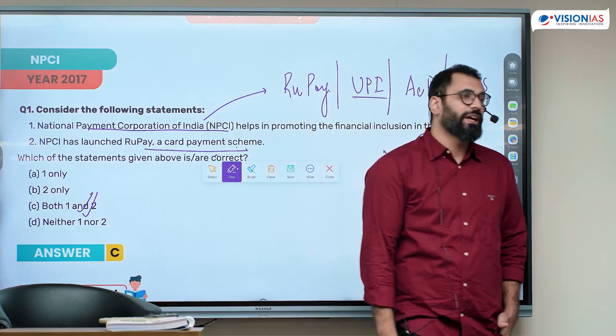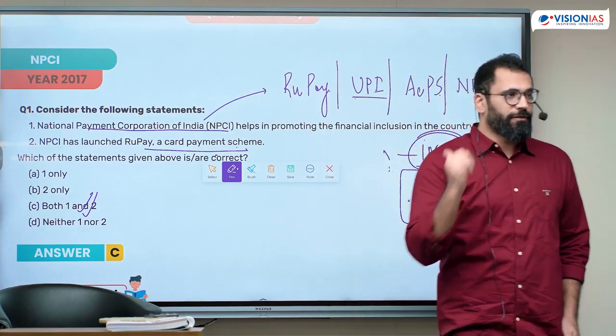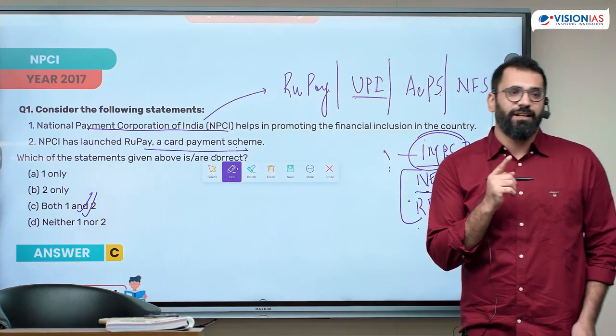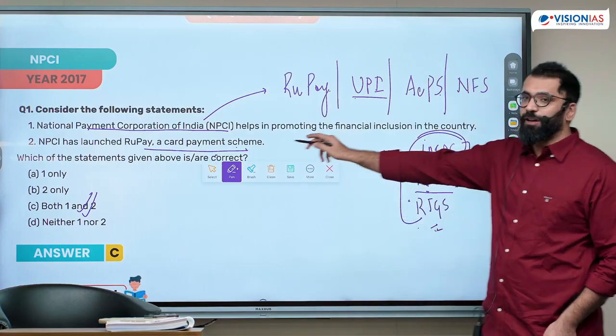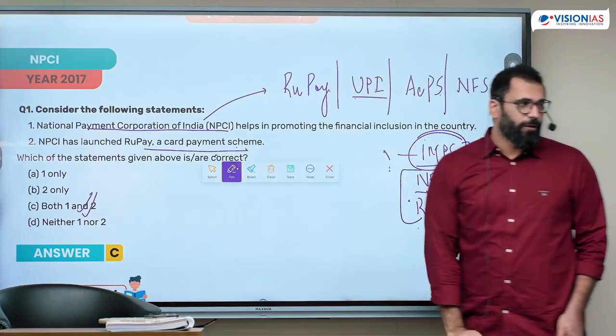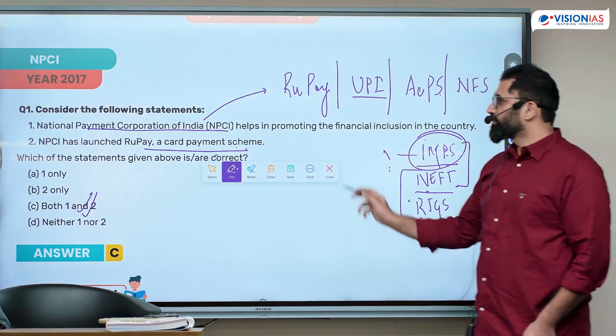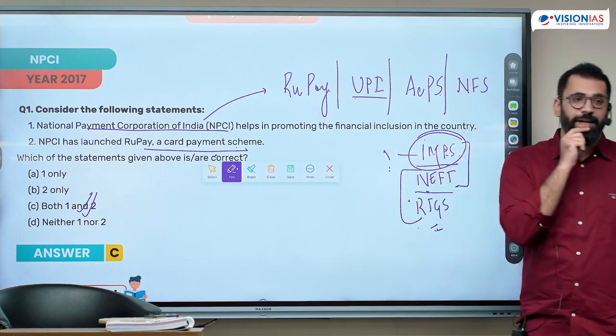We have mostly international companies which are working for providing card payment systems, such as, who's providing? Visa and MasterCard. We wanted to develop an indigenous scheme, that is RuPay, developed by NPCI. What is the ownership structure of NPCI?